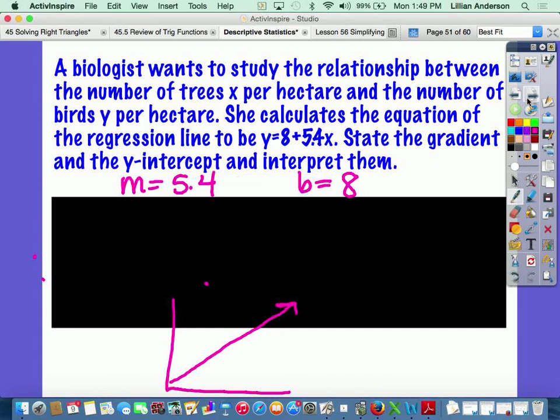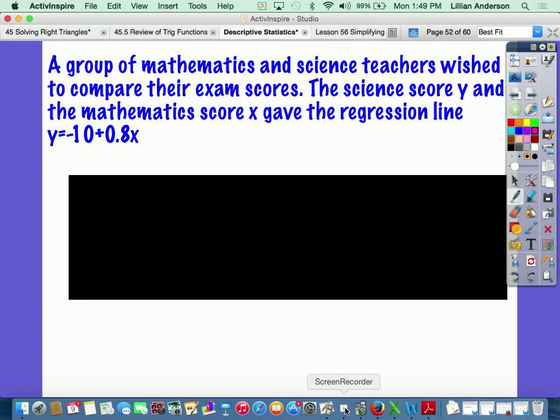Look at one more. Read this one, don't shout it out. A group of mathematics and science teachers wish to compare their exam scores. The science scores y and the math scores x gave them the regression line of y = -10 + 0.8x. So the slope is clearly 0.8. What does that mean? As math scores go up by 1, the science scores are going to go up by 0.8 because it's a positive slope.